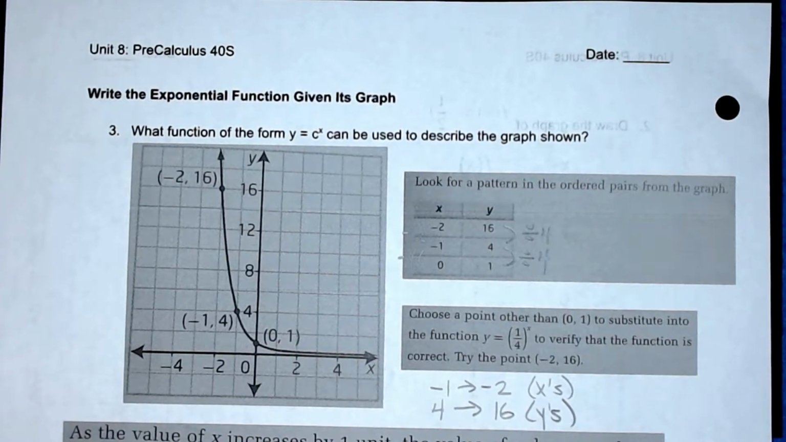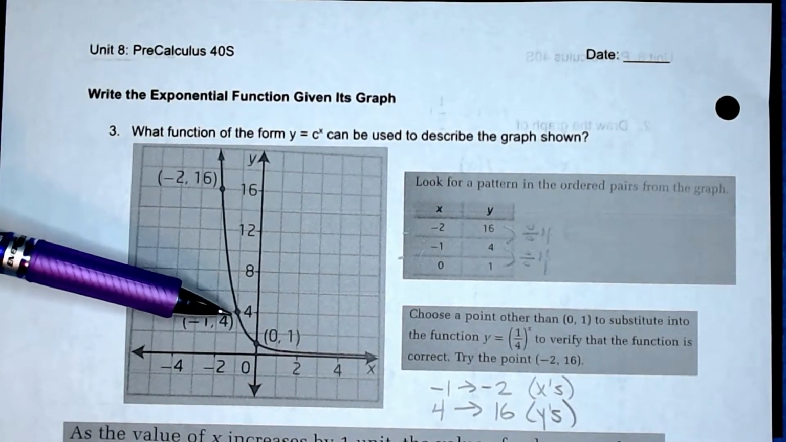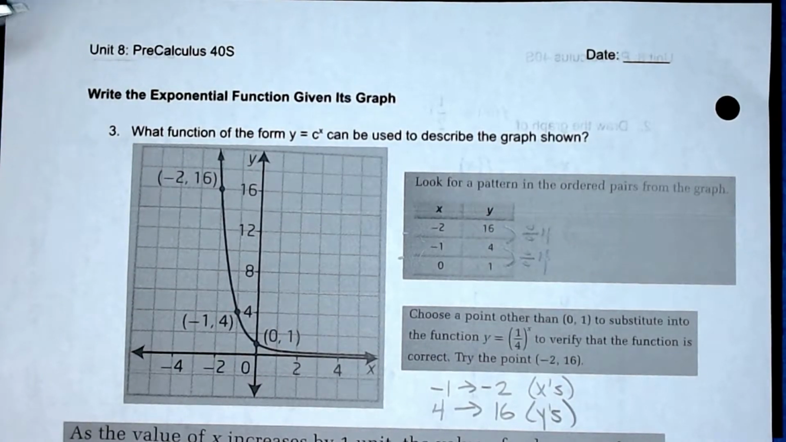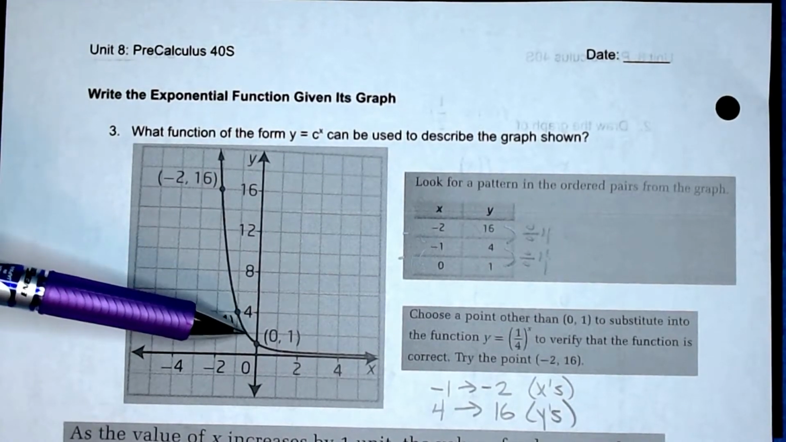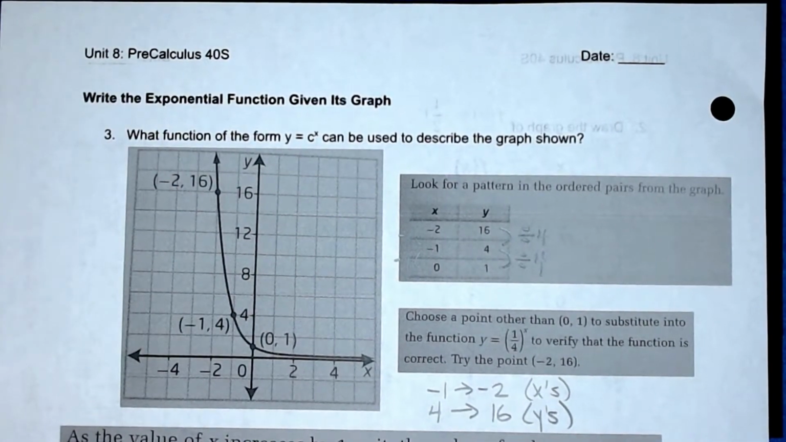You can always plug in some points to see what's happening to the graph if you're not given the table of values. You can just pick 2 points on the graph. -1, 4 and -2, 16 are really good ones, but you can also compare them to that base y-intercept of 0, 1. You'll see the same pattern there.